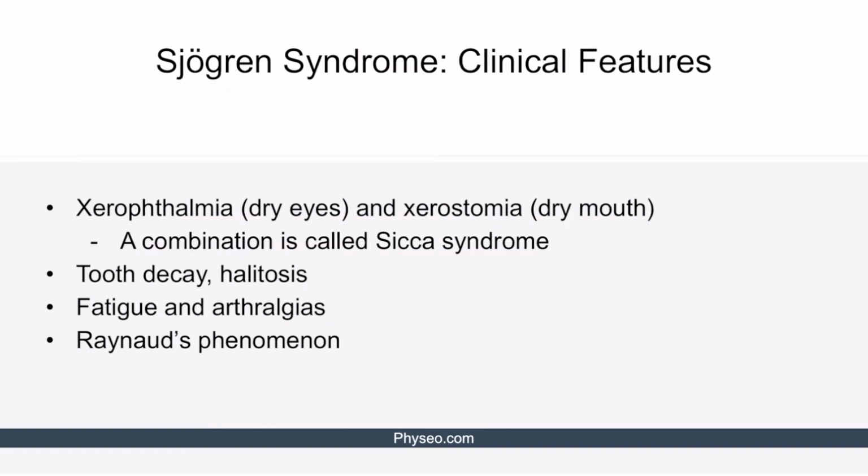Patients with Sjögren syndrome present with xerophthalmia, or dry eyes, and xerostomia, or dry mouth. A combination of these two is called sicca syndrome. Dry eyes are usually described by the patient as a feeling of having sand in the eyes. Dry mouth causes tooth decay due to the reduced antibacterial function of the saliva, which also leads to halitosis. Patients also present with extraglandular manifestations such as arthralgias, fatigue, and Raynaud's phenomenon.